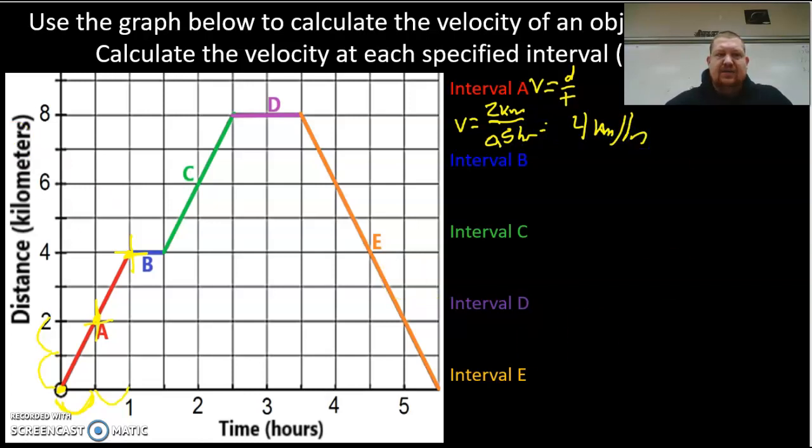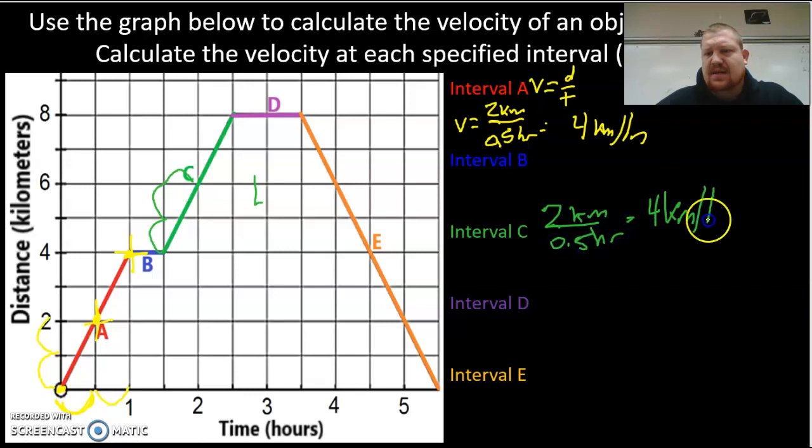All right. At interval B, there is no change in distance. All right, it's a flat line. If there's no change in distance, velocity is just 0. All right, interval C, again, we're climbing up 1, 2, and then over 1, just like over here. So, we go up 2 kilometers over 0.5 hours equals 4 kilometers an hour.